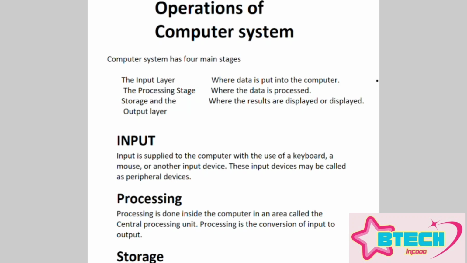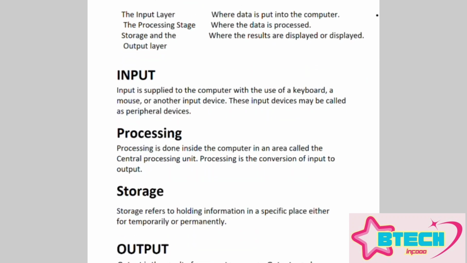Processing. Processing is done inside the computer in an area called the central processing unit. Processing is the conversion of input to output. From input to output, the in-between process is all done in the processing unit where the data is processed.